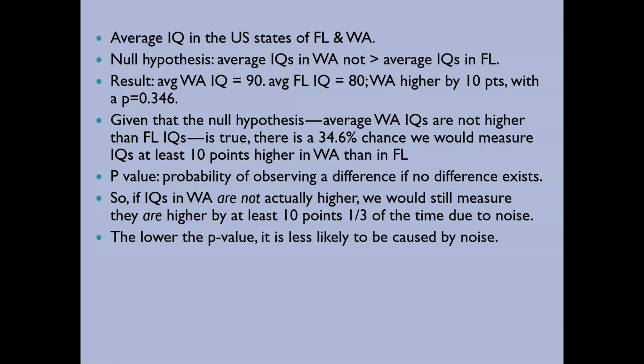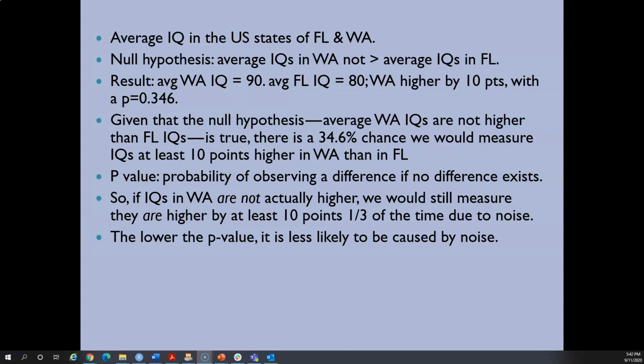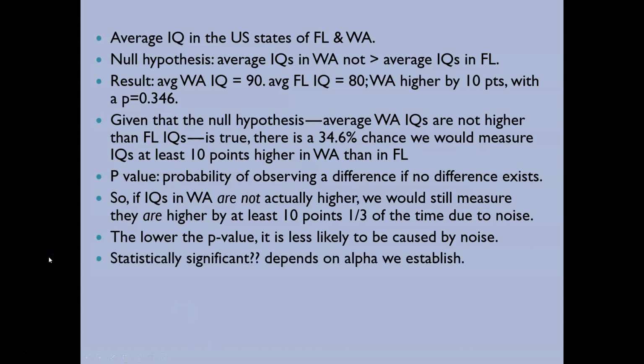Now, the lower the p-value that your statistical program spits out, the less likely the differences you observe are by chance. And the higher the p-value your statistical program spits out, the higher the likelihood that the differences you observe are by chance.